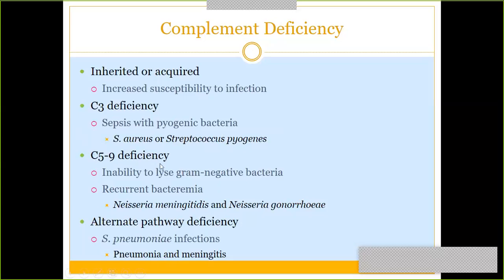C5 through 9, if you're missing, this is the end part of complement. That's what actually destroys the organism at the very end to help protect us. So if you are missing this step or somewhere in this step, again, you're going to be prone to bacteremias. Neisserias really love to be part of causing an issue here.